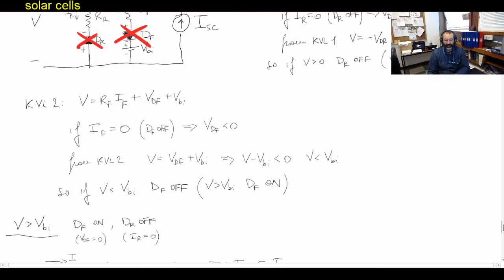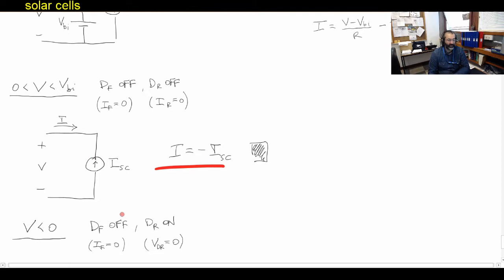So I is minus ISC. The current ISC goes in this direction, and I is being taken going in the other one. So I is minus ISC. That's very simple. But as you can see, this demonstrates the second part.